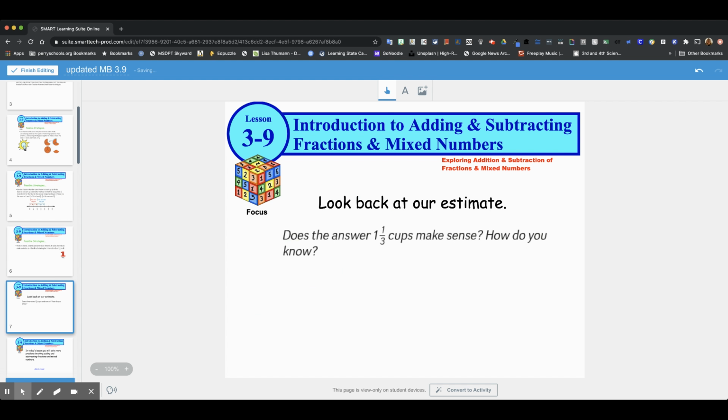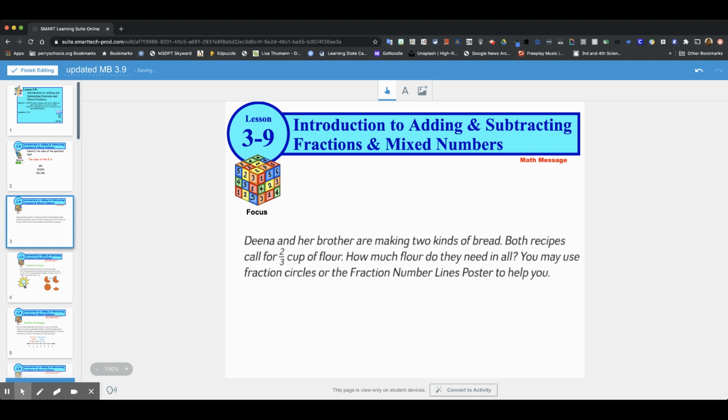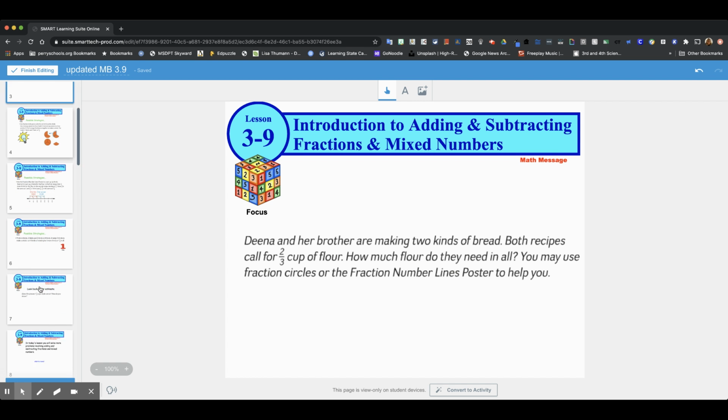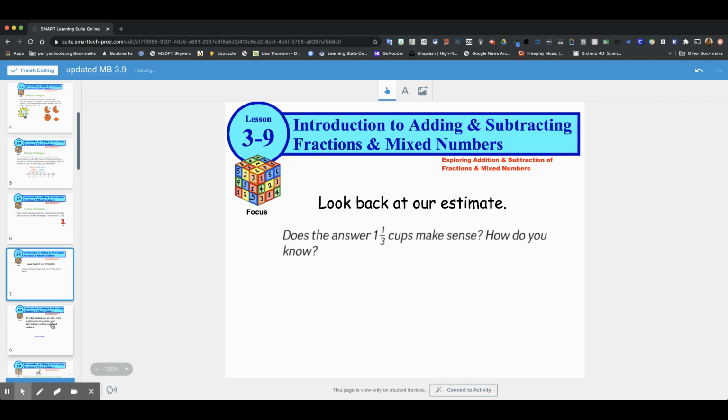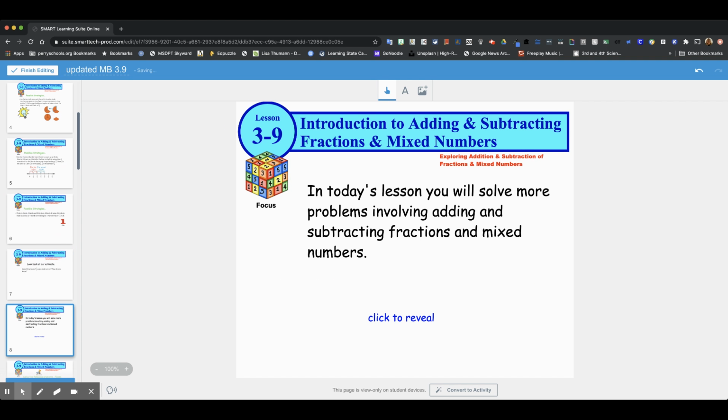So looking back at the estimate, does the answer 1 and 1/3 cups make sense? And how do you know? Looking back at this: Dina and her brother are making 2 kinds of bread. Both recipes call for 2/3 of a cup. How much flour will they need in all? Would it make sense for them to need 1 and 1/3 cups? In today's lesson, you will solve more problems involving adding and subtracting fractions and mixed numbers.